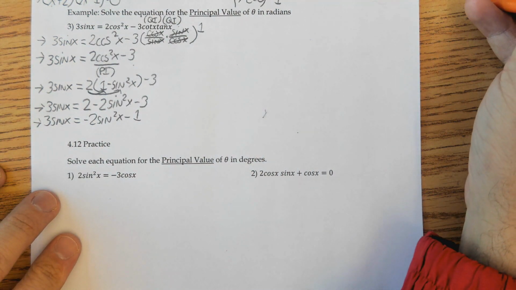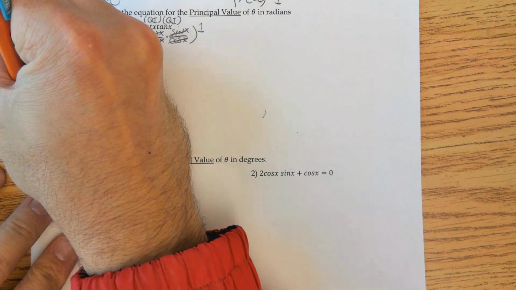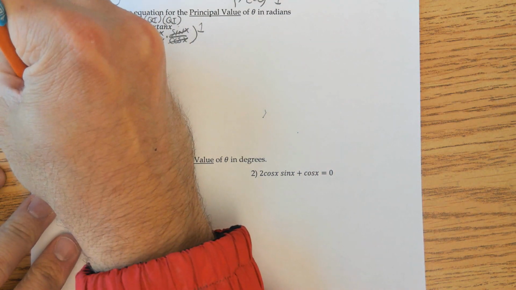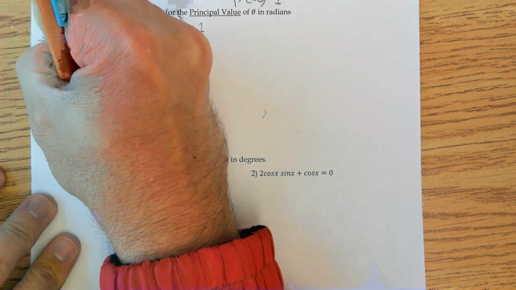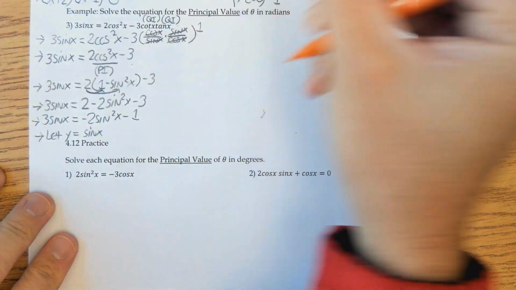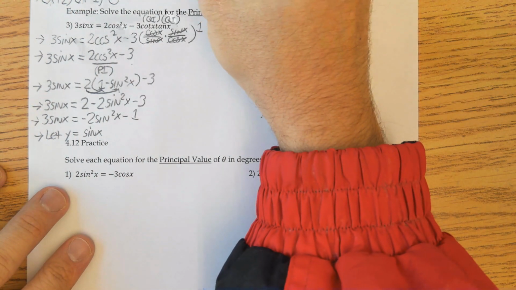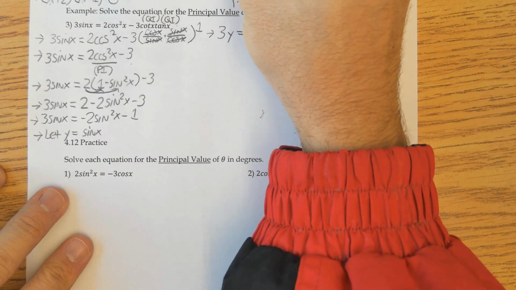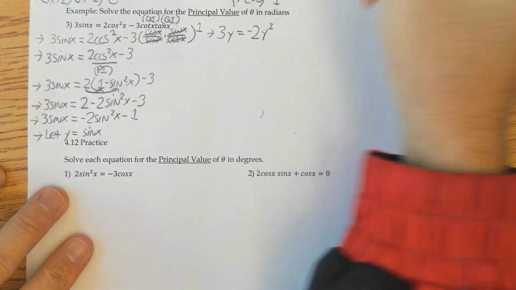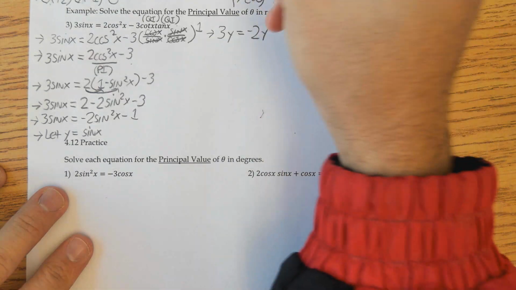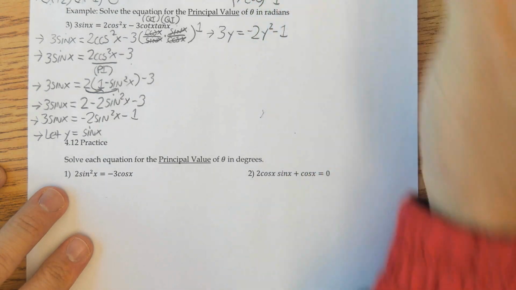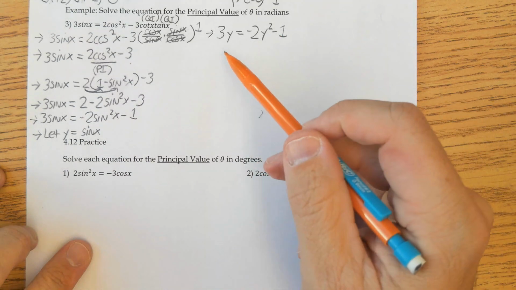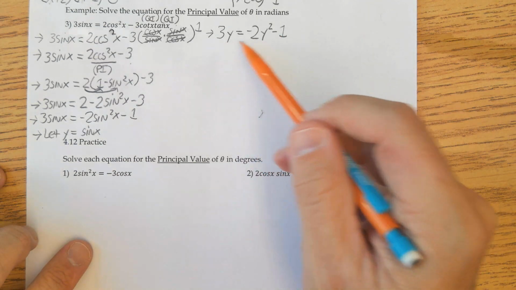So now I've got everything written in terms of sine x. And so my next step is to say let y equal sine x. And so when I come up here, I'm now going to have 3y equals -2y squared, because that's sine squared x, minus 1. Okay? So again, look what I have here. I see y and y squared.